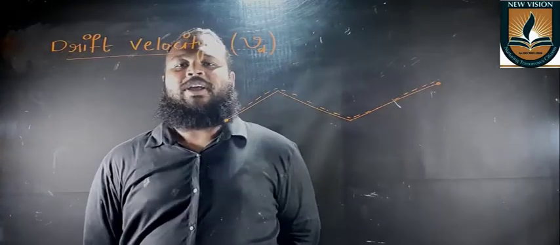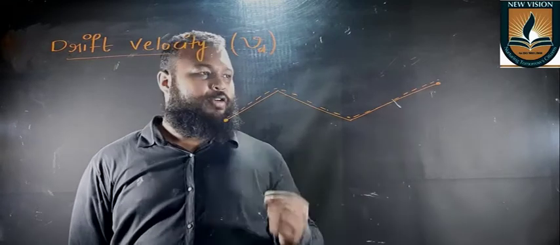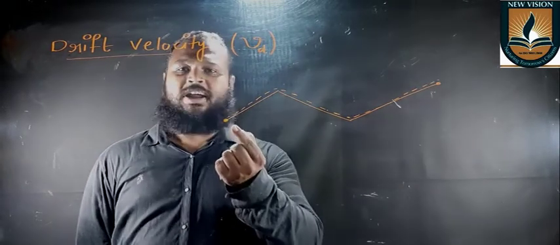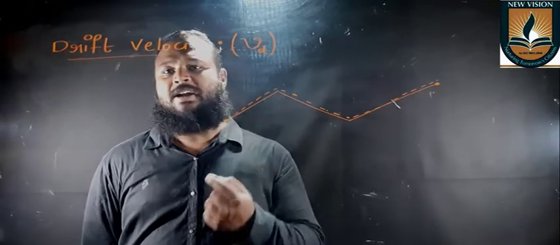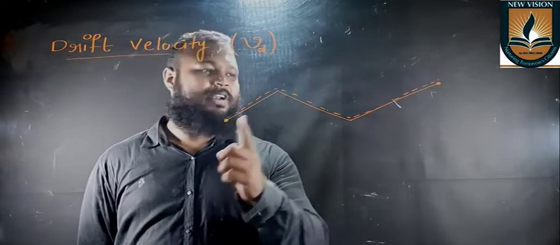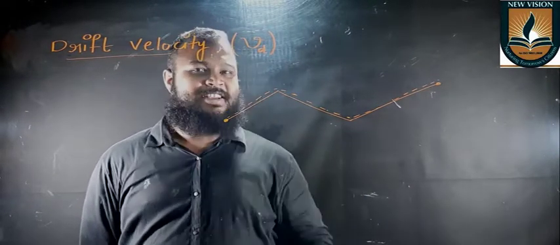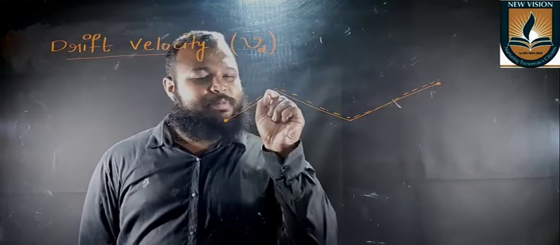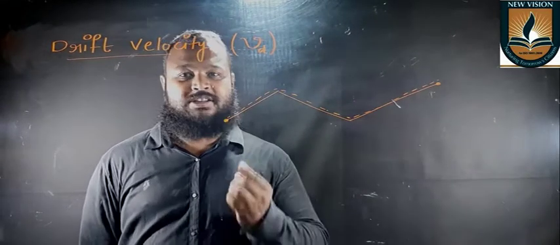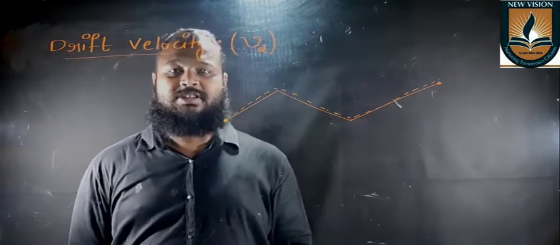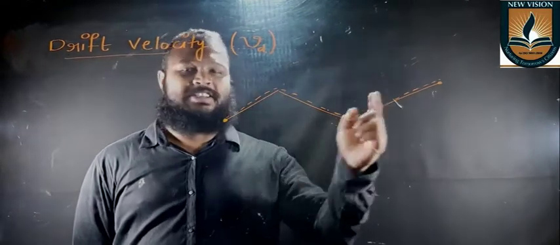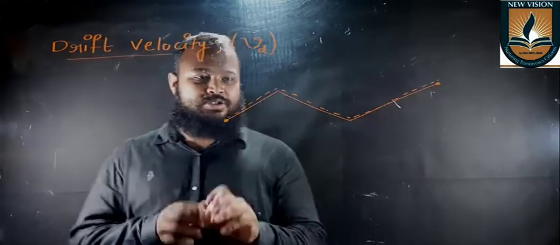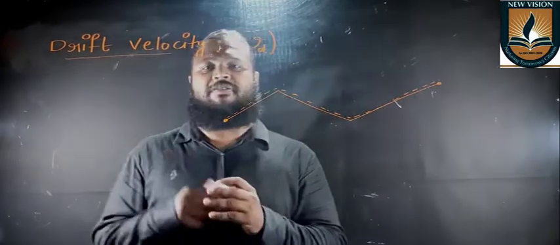Now let's see what is drift velocity. We know that an electron in a conductor, when an electric field is set up, moves from one end to the other end, but not in a straight line. It undergoes many collisions with positive ions and neighboring electrons, but at the end it reaches the other end of the conductor. So this is the typical path of an electron.